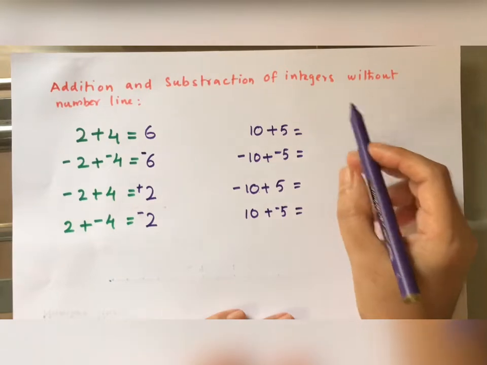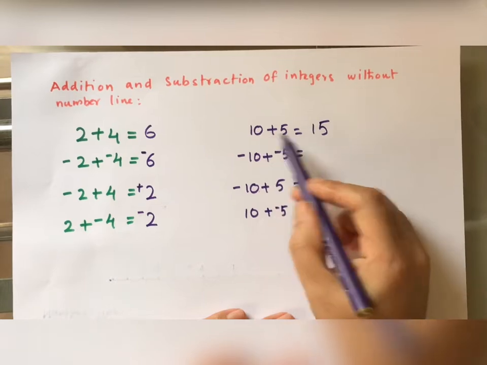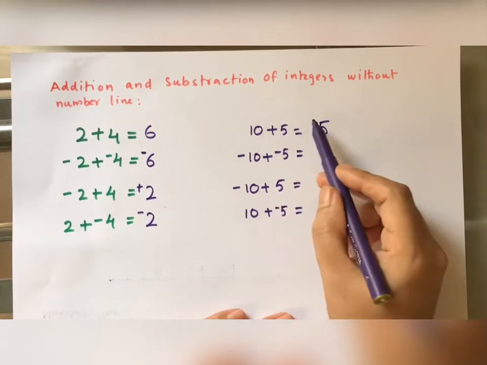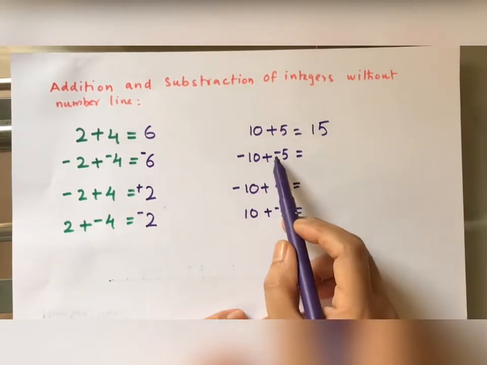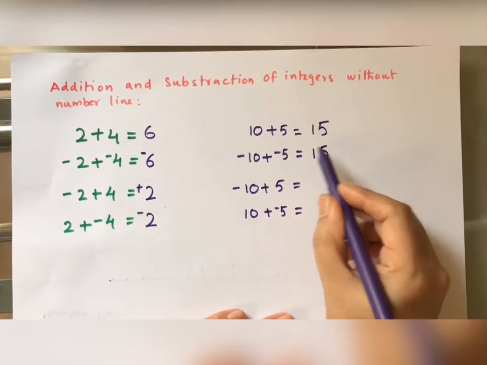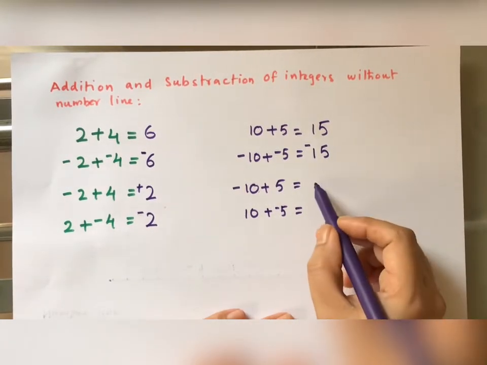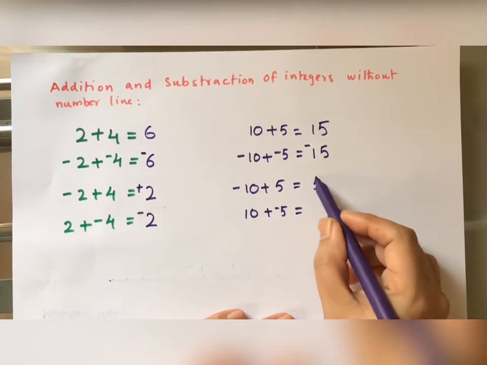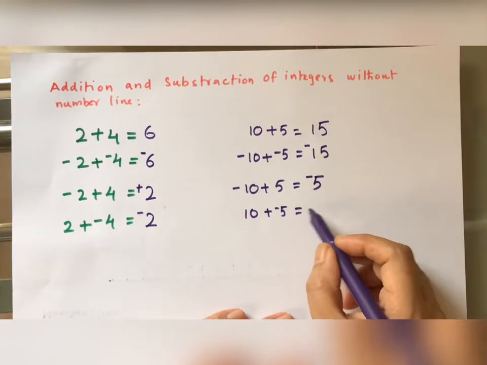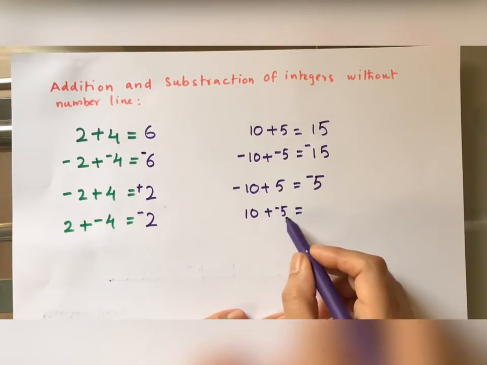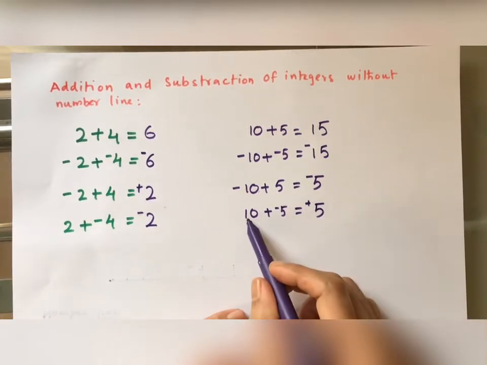We will see how it is. 10 plus 5 equal to 15. We know if both are positive, just add, then keep the same sign. These two are positive, here also positive. If both are negative, add, then keep the same sign. If one number is positive and the other number is negative, subtract. 10 minus 5 is 5 and keep the big number's sign, that is negative. If one is positive and the other is negative, subtract and keep the bigger number's sign, that is positive.